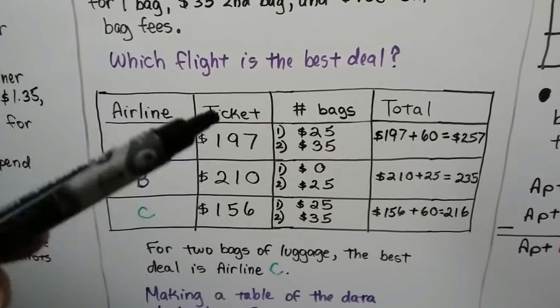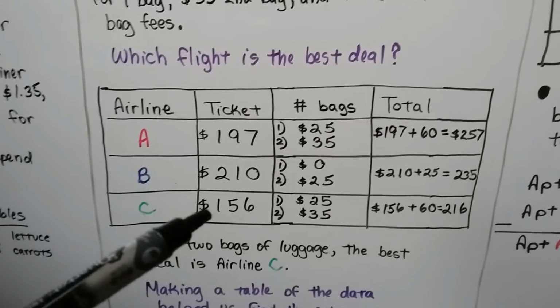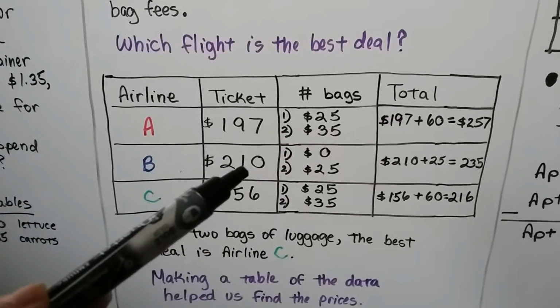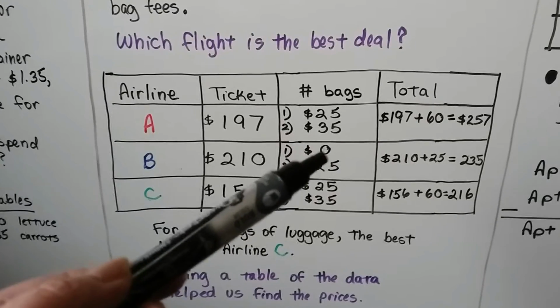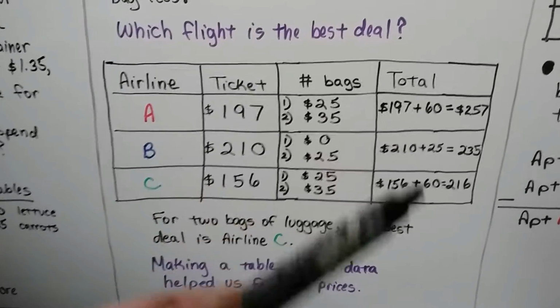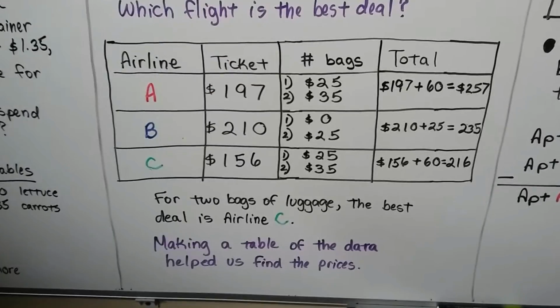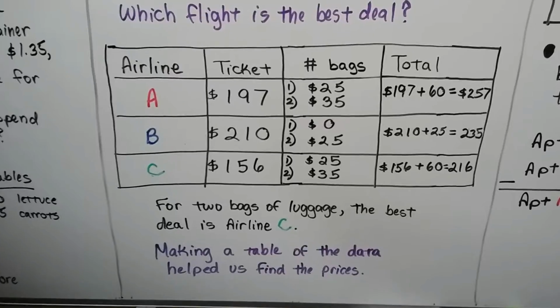So you might look at this and say, well, I can see right away that airline C is the cheapest, but we have to add the bags. So is that cheaper than the $210 with the first bag free? So by organizing it into a list, it makes it easier. This table makes it easier. And for 2 bags of luggage, the best deal is airline C.